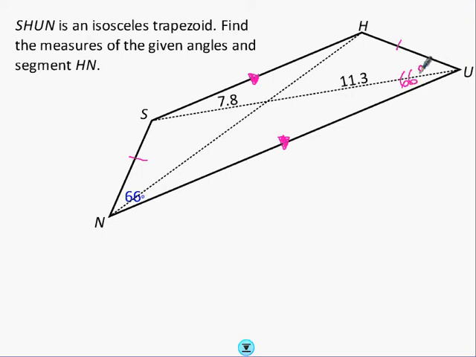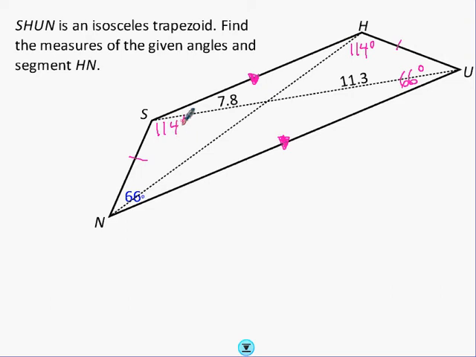66 degrees. Now we've got to find angle S and angle H. It's important to remember that the sides, the bases, are parallel, and therefore angle H and angle U are consecutive interior angles, which we know to be supplementary. That means these two add up to 180. 180 minus 66 is 114 degrees. And because S and H are a pair of base angles, angle S has to be 114 degrees.